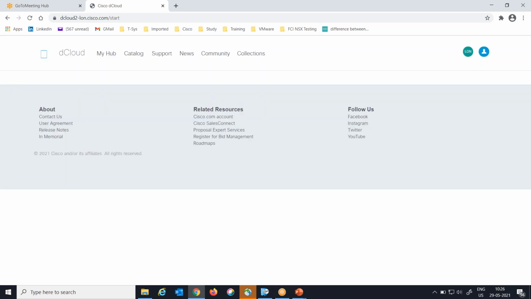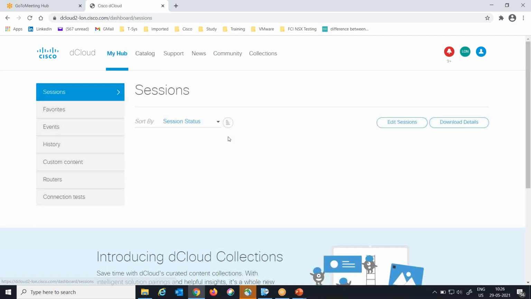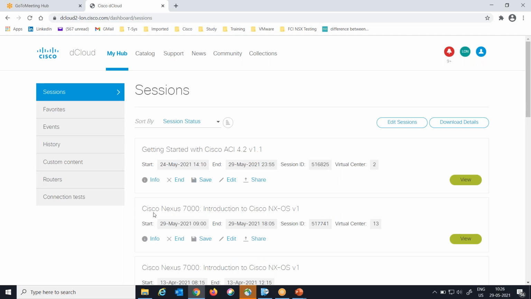And one of our friends is already doing a lab. Let me show you which lab he is doing. He is already doing Cisco Nexus 7000 Introduction to Cisco NX-OS version 1 lab, and this is the lab. I will explain the topology of this lab to you, and you can configure just the basic VPC domain using this particular lab. Beyond it, dCloud is not providing any lab. I have already checked it with the dCloud tech team.